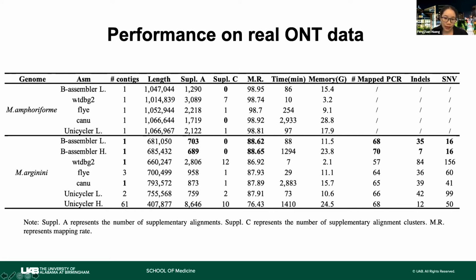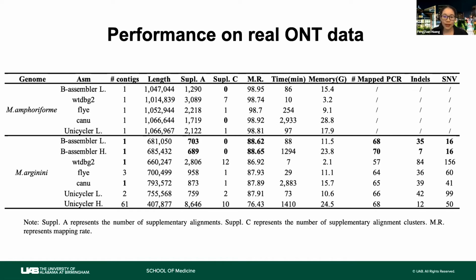And the performance on Arabidopsis, shown as the bottom panel, backsembler did the best for generating one complete contig with non-supplementary cluster and highest long read mapping rate, while Flye and Unicycler got small fragment contigs, and all other assemblers have more than one cluster.